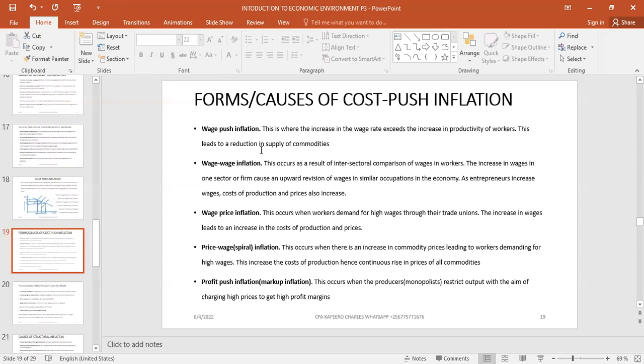So if that happens, then that increment in the wages will make an impact on the prices, because it will increase the cost of production. That's how it is with the wage push, or the wage price inflation. It is as a result of workers demanding higher pay through their trade unions, meaning it is not directed by the workers themselves.